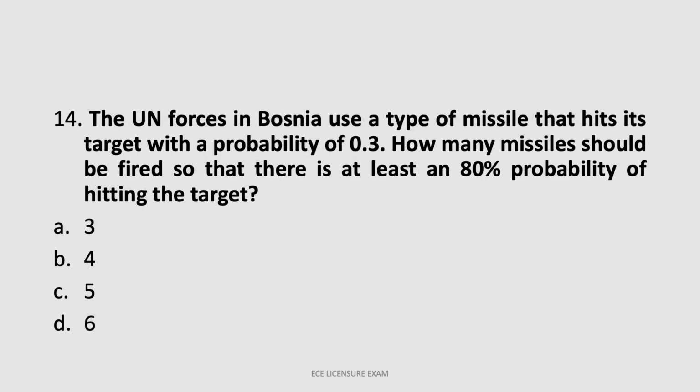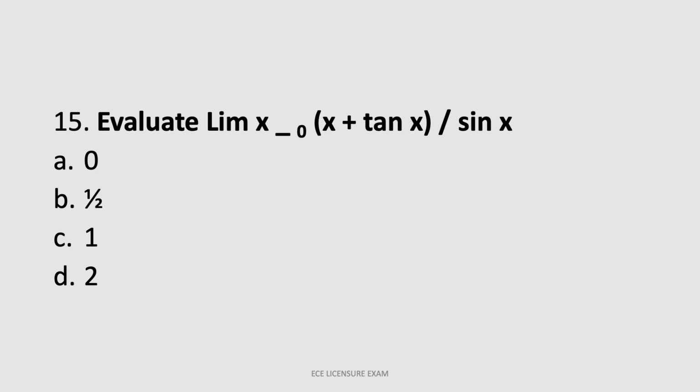The UN forces in Bosnia use a type of missile that hits its target with a probability of 0.3. How many missiles should be fired so that there is at least an 80% probability of hitting the target? 5. Evaluate the limit as x approaches 0 of the quantity x plus tangent x all over sine x. 2.